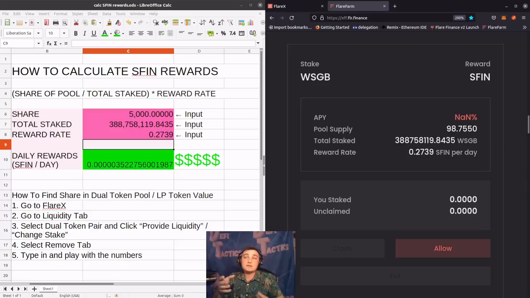While I made this into a little Excel spreadsheet calculator, we don't actually need to put it into Excel in order to figure it out. Again, the equation that we're using is the share of the pool divided by the total amount that's staked in the pool multiplied by the reward rate.